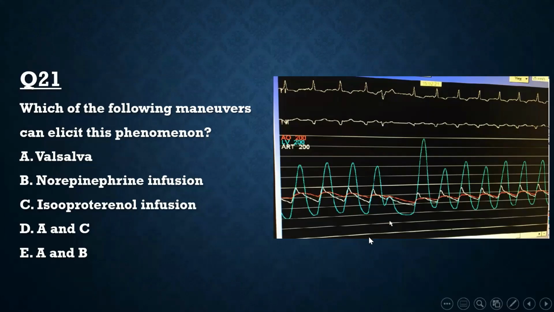Excellent. So from this, which is the best answer? A. From this, so A? Valsalva. Okay, Valsalva will elicit this phenomenon. Yes. Anything else from this?